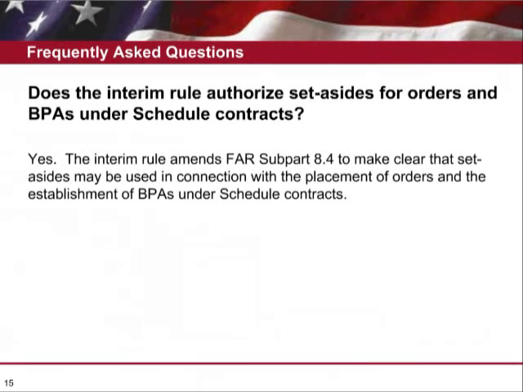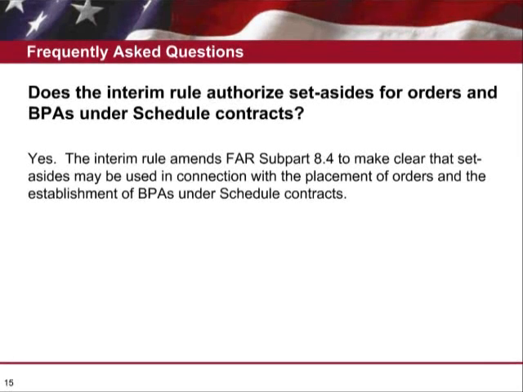Now, remember I said before there was language that clearly said FAR Part 19, which was the part that dealt with set-asides, did not apply. But now it clearly says that COs may, at their discretion, set aside orders and BPAs for small business.